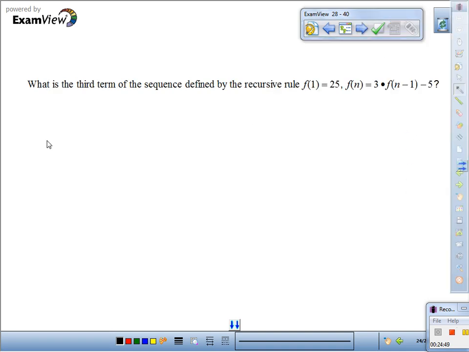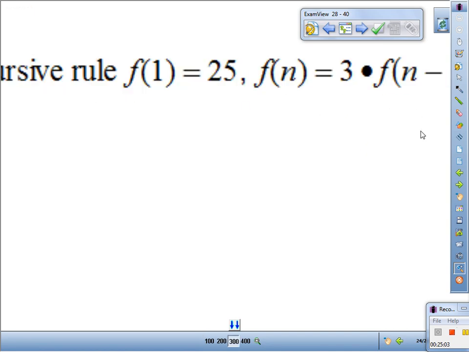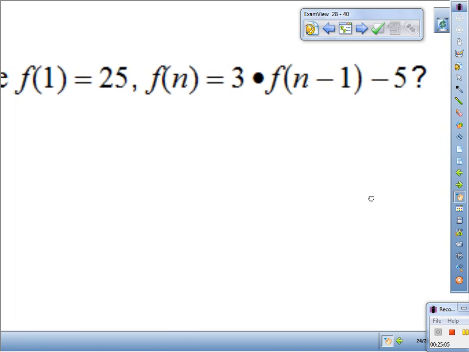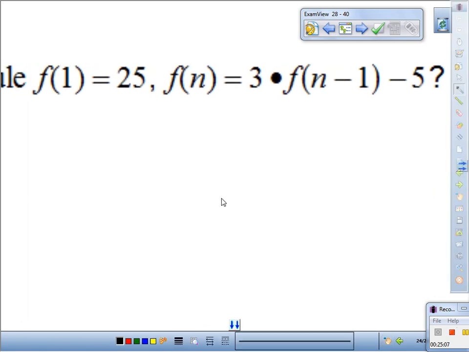All right, here it goes. It says, what is the third term of the sequence defined by the recursive rule? So they want the third term. So look up, please. First, let me explain what we see here. First of all, this first part is not part of the rule. They're telling you that this is the first term.